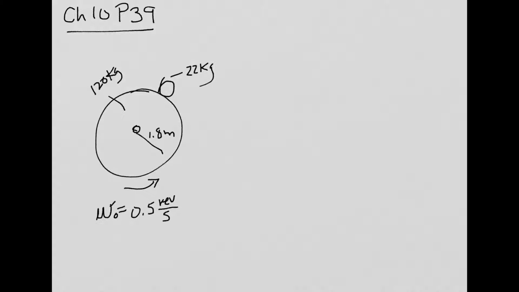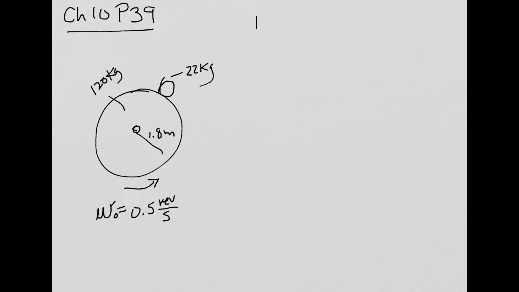This is problem 39 on chapter 10. It's a conservation of angular momentum problem. Imagine that we have a merry-go-round that has 120 kilograms of mass and a radius of 1.8 meters, and it's rotating at an angular velocity of 0.5 revolutions per second. The question is, what's the angular velocity after a child jumps on the merry-go-round and sits on its outer edge? And it's a 22 kilogram child.